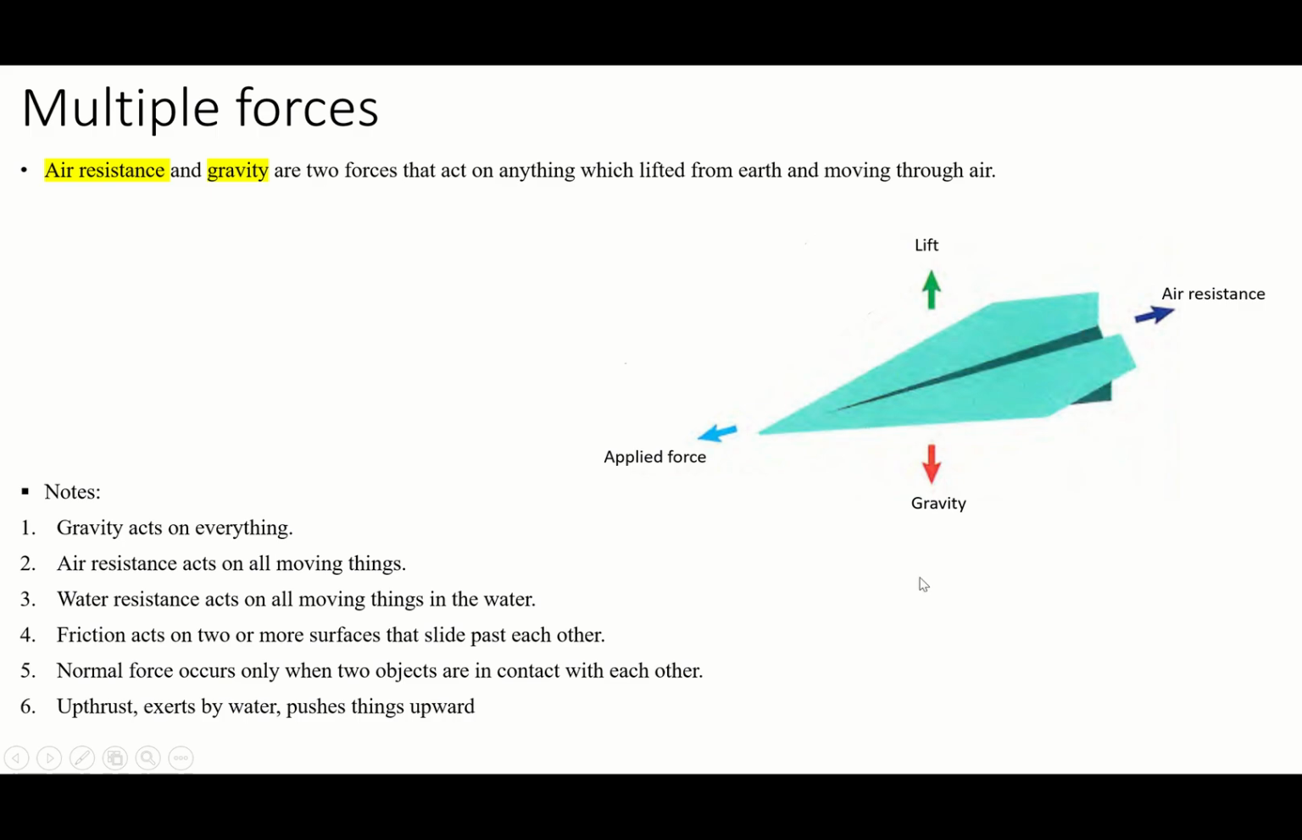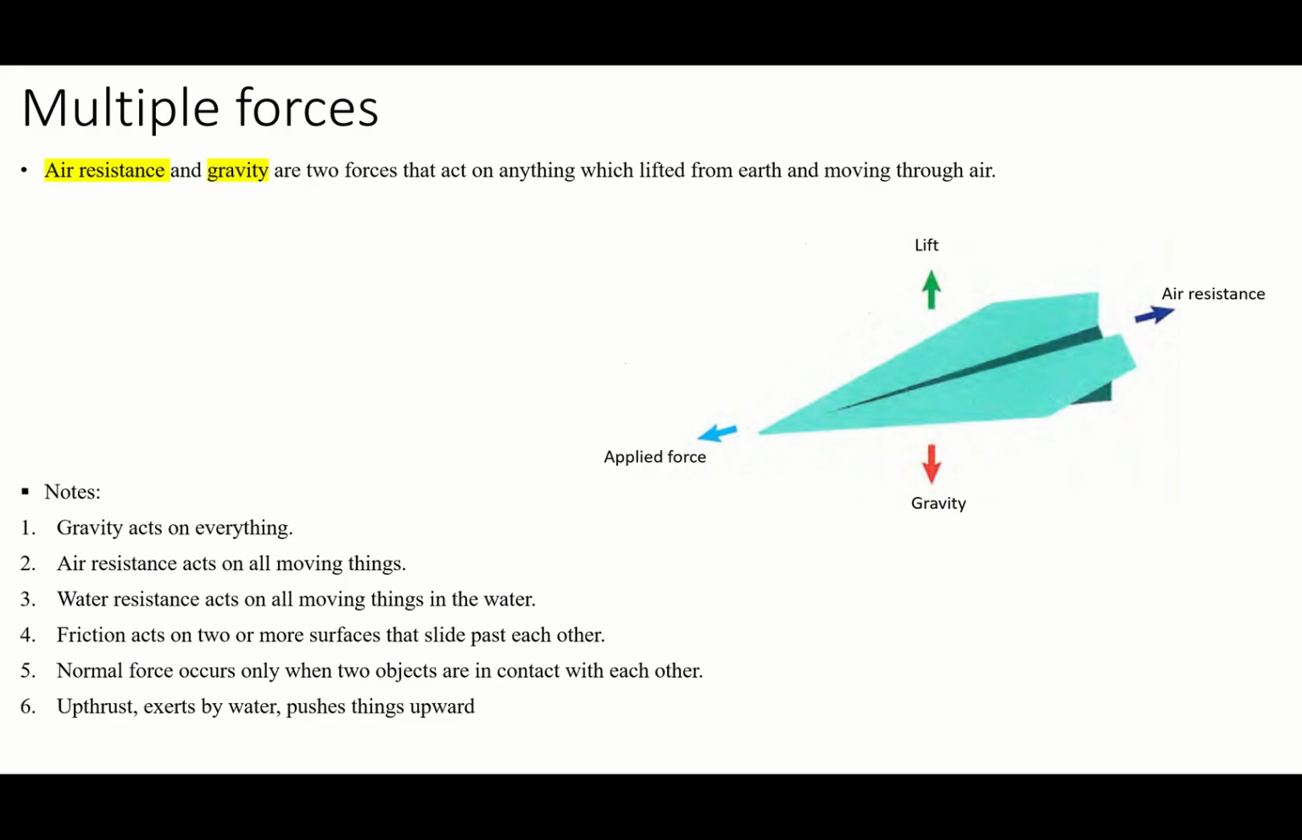You see? Because gravity is pulling to earth, so it's always down. Lift is always up. The only things that you may confuse are air resistance and applied force. Guys, whichever side the object moves toward, that direction is going to be the applied force. The backward direction is going to be air resistance, because air resistance means resisting, preventing. However the object moves, air resistance will be backward. Air resistance is backward.